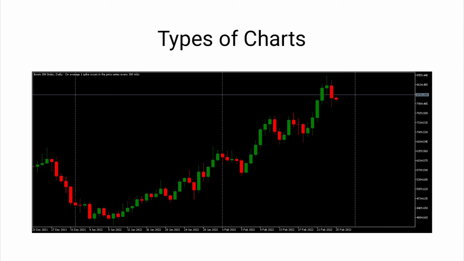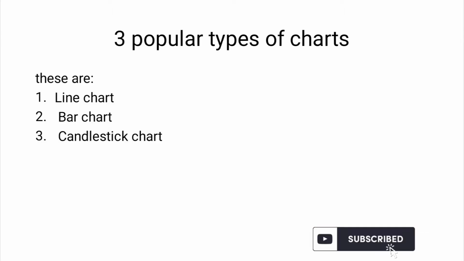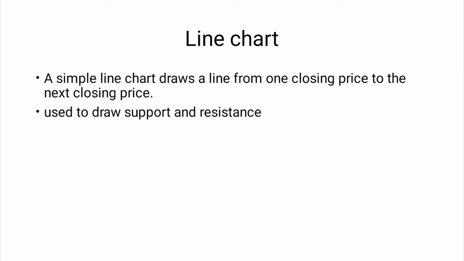So I'm going to be talking about types of charts. There are basically three popular types of charts: the line chart, the bar chart, and the famous candlestick chart. A line chart is a simple line chart.